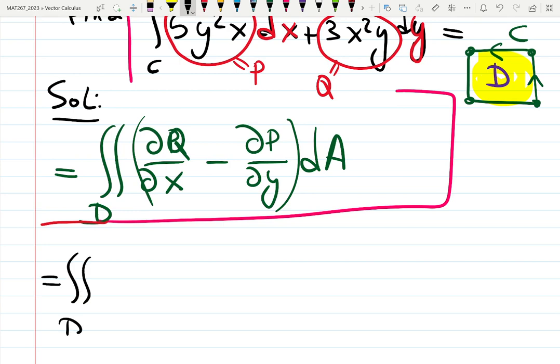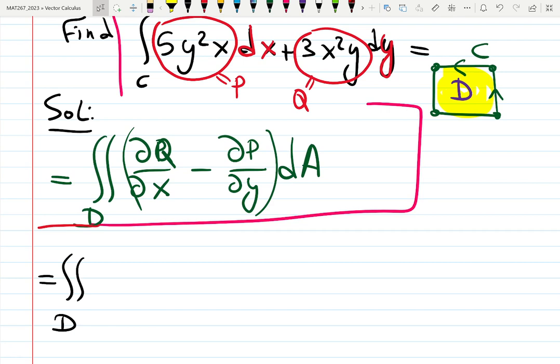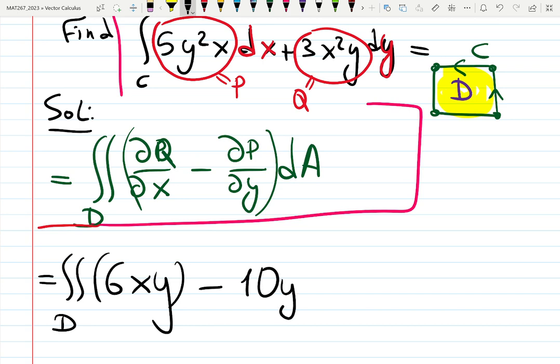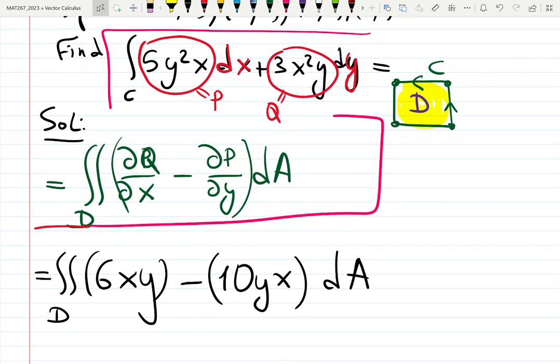This equals the double integral over D of the derivative of Q, and I don't want to rewrite it, and I highly recommend you not to do it either. You stare at Q and differentiate with respect to x. What do you get? 3x squared y gives you 6xy. Minus, now you stare at P, 5y squared x, and differentiate with respect to y, which gives you 10yx. And then keep dA, and we'll figure it out in a second. Does this step make sense to you?